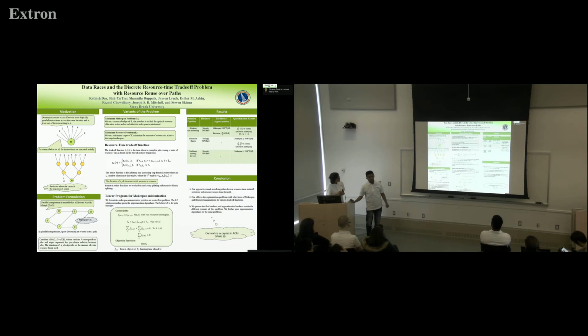So today we are going to talk about our work on databases and the discrete resource time trade-off problem with the resource reuse method.